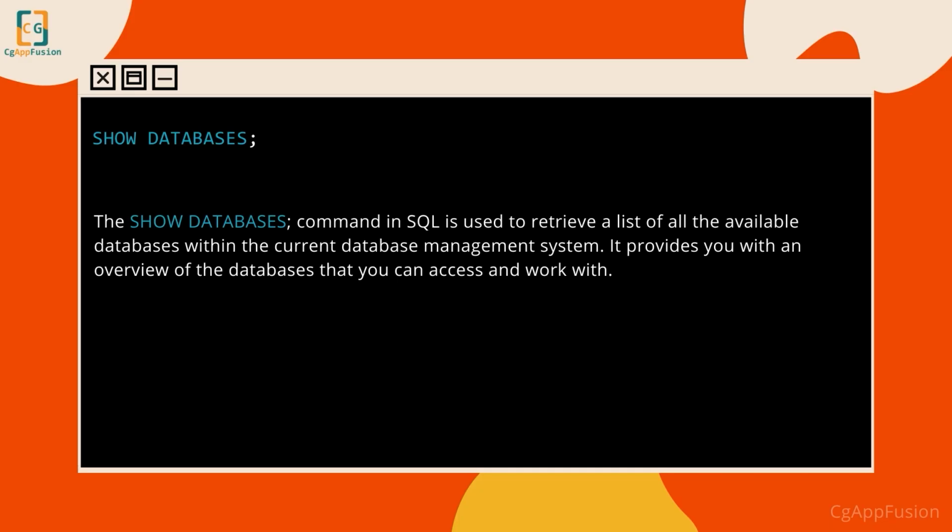The show databases command in SQL is used to retrieve a list of all available databases within the current database management system. It provides you with an overview of databases that you can access and work with. So basically, when we put this query to our command line, it's going to show all the databases that are in our system.